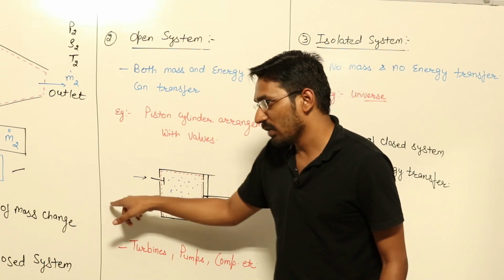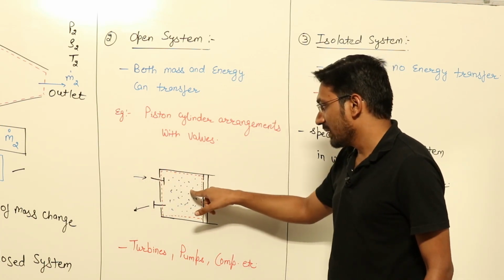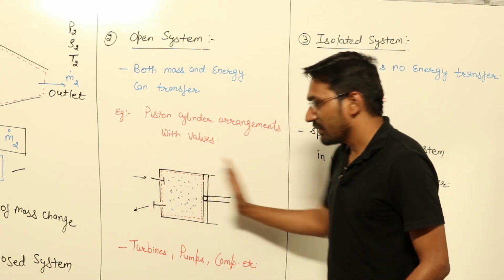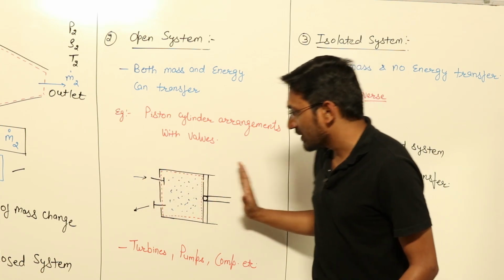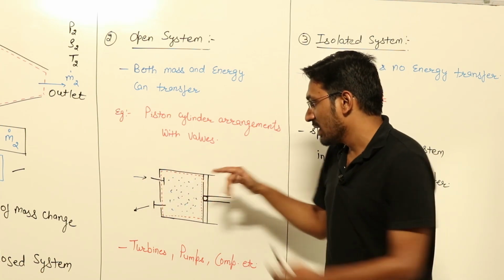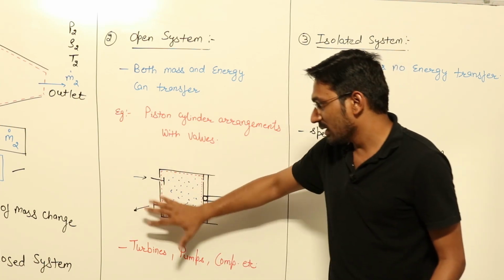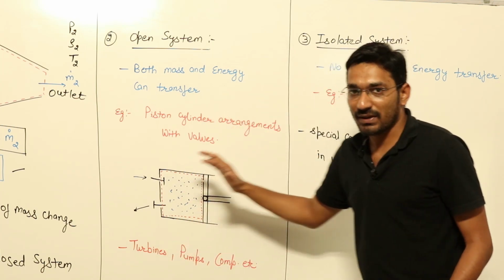this gas will go out. When the piston is moving backward, from here mass will come inside the system. So mass is transferring, mass goes out, mass comes into the system, and energy transfer also takes place. So this is a case of your open system. In an open system, both mass and energy transfer can take place.